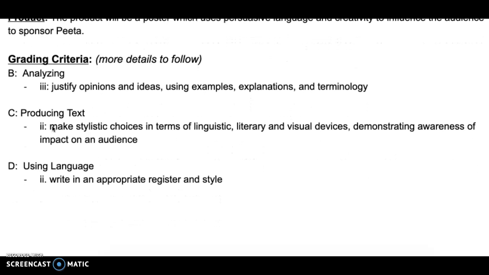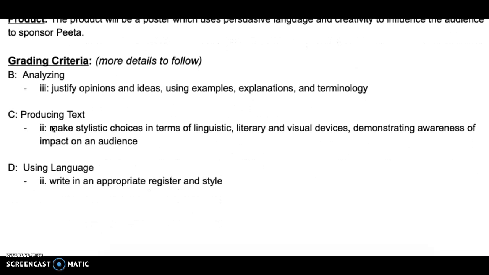The grading criteria has three different criteria. One is analyzing, one is producing text, and one is using language. For analyzing, we'll be grading you on justifying opinions and ideas, using examples, explanations, and terminology. For producing text, you will make stylistic choices in terms of linguistic, literary, and visual devices, demonstrating awareness of impact on an audience. And using language is to write in an appropriate register and style.